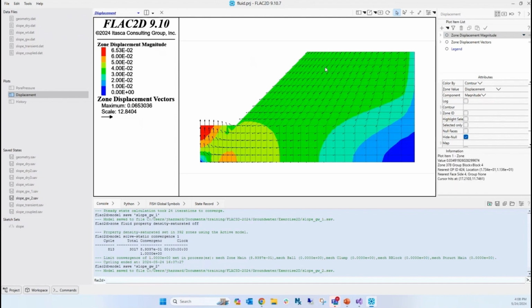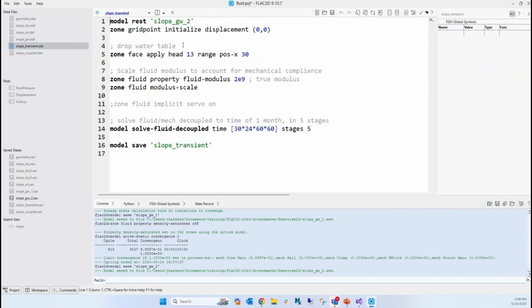Okay, so that's how you do a steady state solution. Super easy. Zone fluid steady state, followed by model solve static. Transient analysis looks a little bit different.